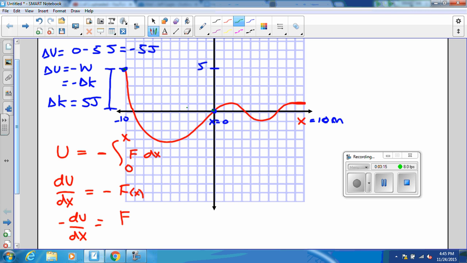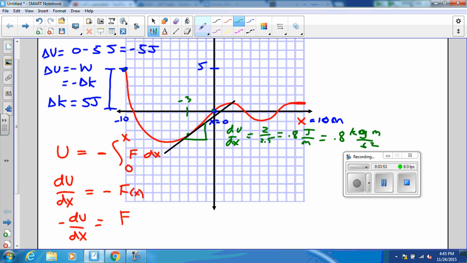Go to any point along the curve. Let's say I go to x equals negative 3 right here. Find the slope of that curve by drawing a tangent line and computing its slope. And it looks to me like the slope of this tangent line is about 2.5 over and 2 up. So the slope dU/dx is approximately 2 over 2.5, which is going to be about 0.8. And that would be joules per meter, or 0.8 kilogram meters per second squared.